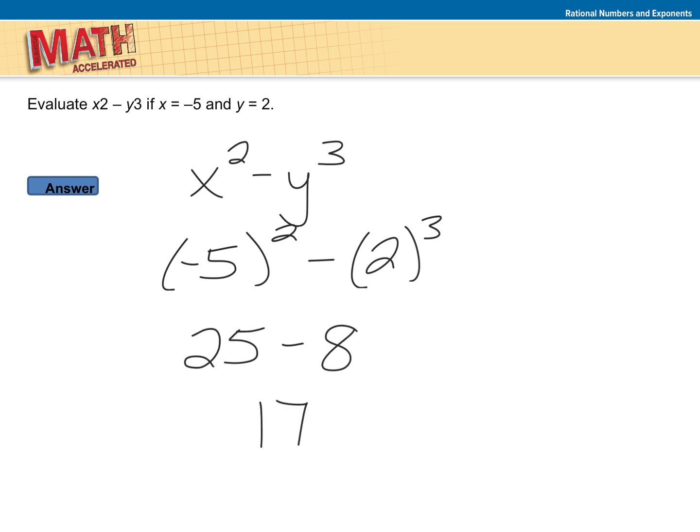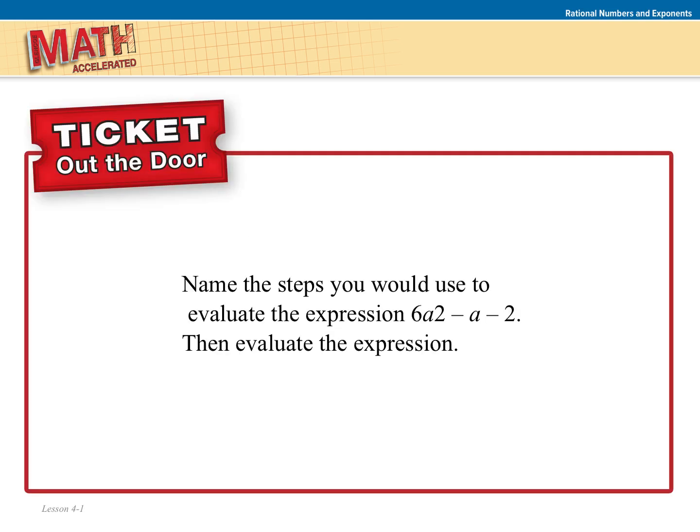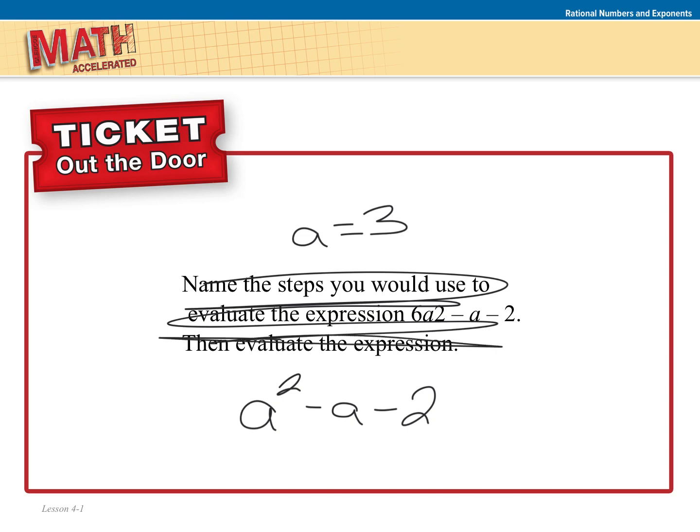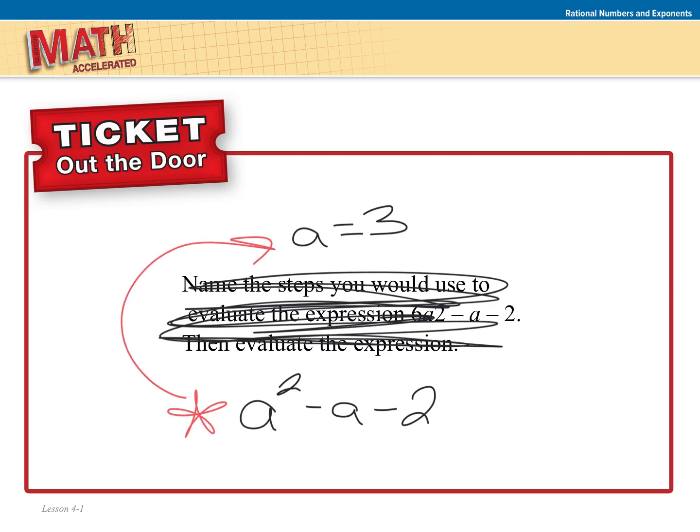How are we feeling? Good? All right. So on this exit ticket, I want you to evaluate this when A equals 3. So ignore what all this says. Use this equation here when A equals 3. I will hand out an exit ticket for you.